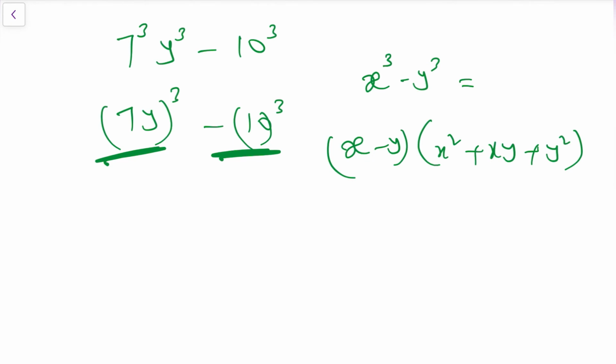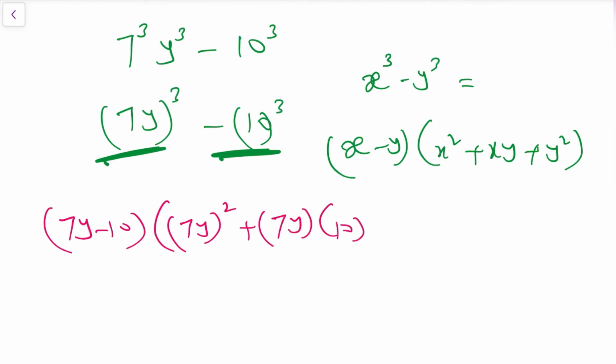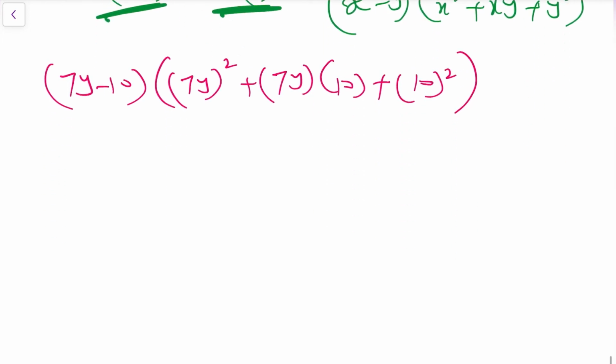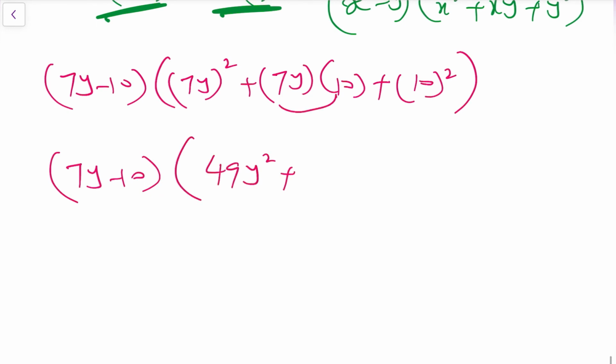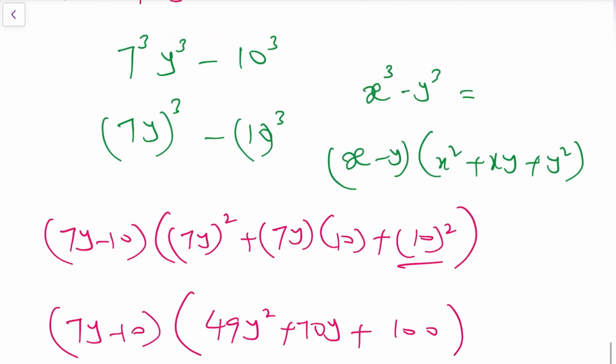First x minus y is there, so 7y minus 10 into x square 7y whole square plus xy 7y into 10 plus y square 10 square. First one as it is 7y minus 10 times 7y whole square 49y square, plus 7 tens are 70y, plus 10 square 100. So this is the answer. We cannot simplify further. Of course if we simplify also we will get the question again only.